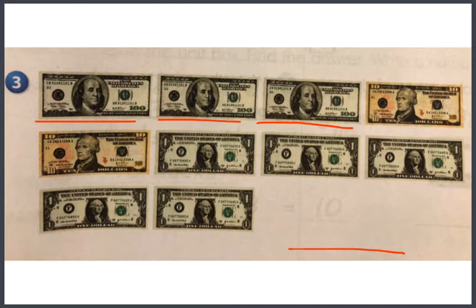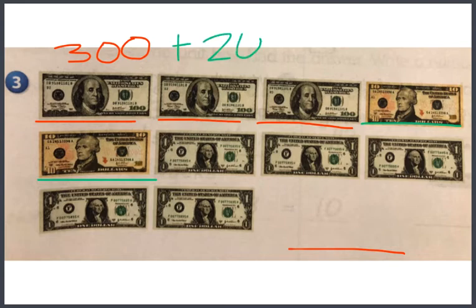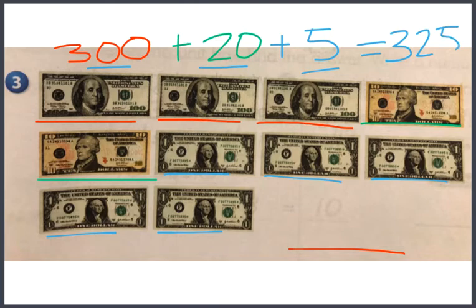Now I'm going to go to tens. But something that I'm going to do to help me keep track of what I have, I'm going to write 300 right here. Now I'm going to go to my tens. 10, 20, and I'm going to write plus 20 up here. And then I'm going to count by ones. 1, 2, 3, 4, 5. Now I can add up my number. 300 plus 20 plus 5 equals 325. I have $325.